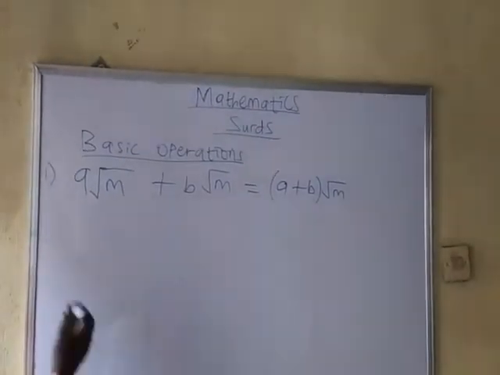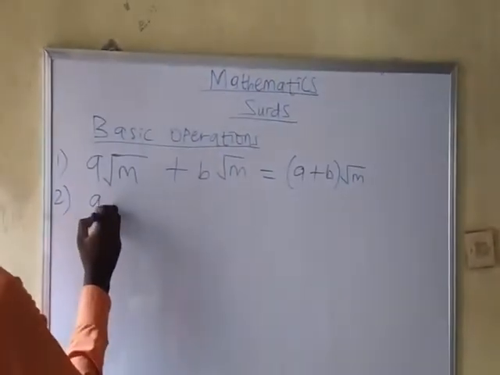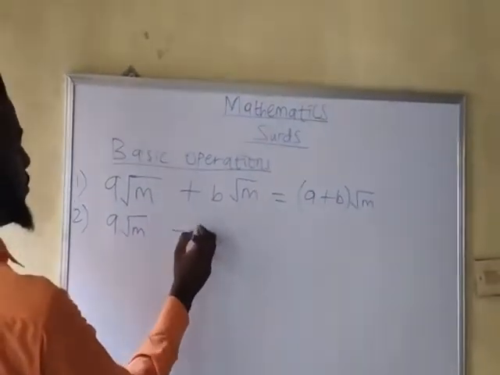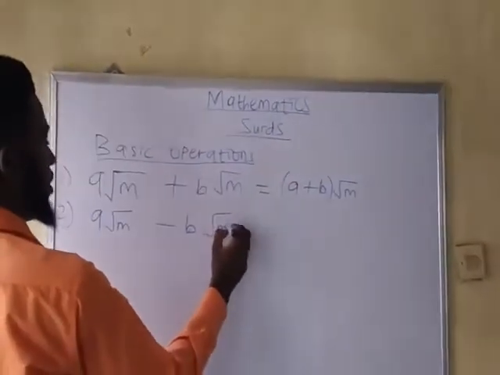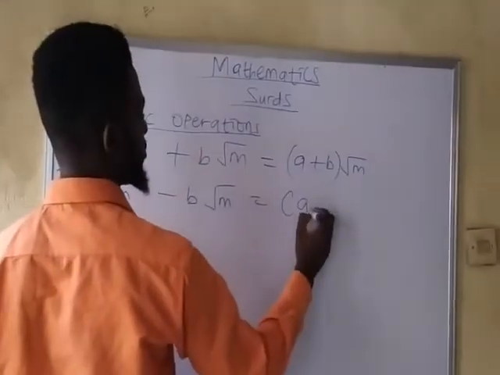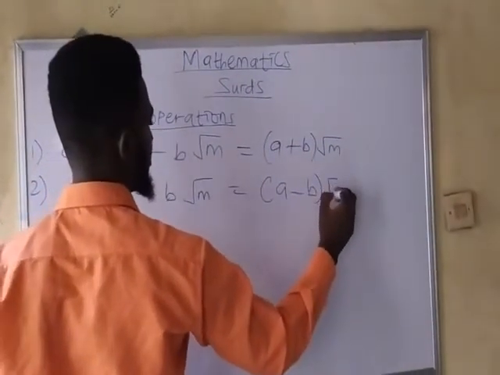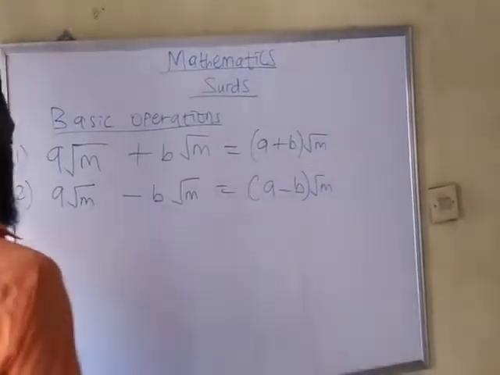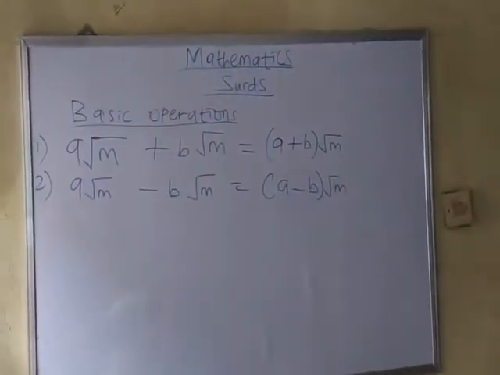The same applies for subtraction. If you have a root m minus b root m, factorize and you have a minus b root m. So if they are different, they cannot be added.